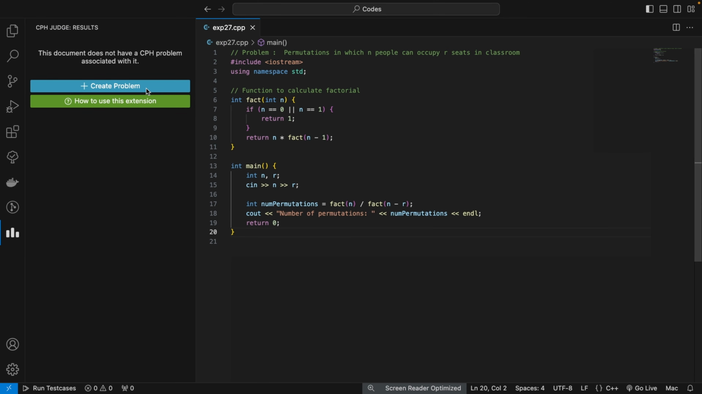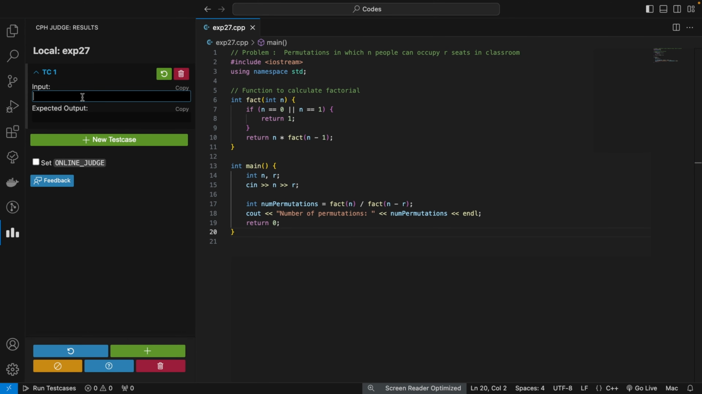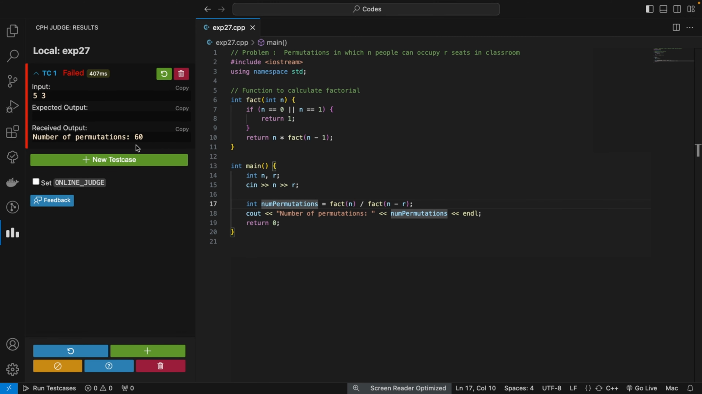If you try to run this program, let's see the same question that we had: permutations in which 5 people can occupy 3 seats in a classroom. So what should be the expected output? The expected output should be 5 factorial upon 5 minus 3, that is 2 factorial. So 5 4s are 20, 20 3s are 60. So the output should be 60. If you try to run it, you will get 60.